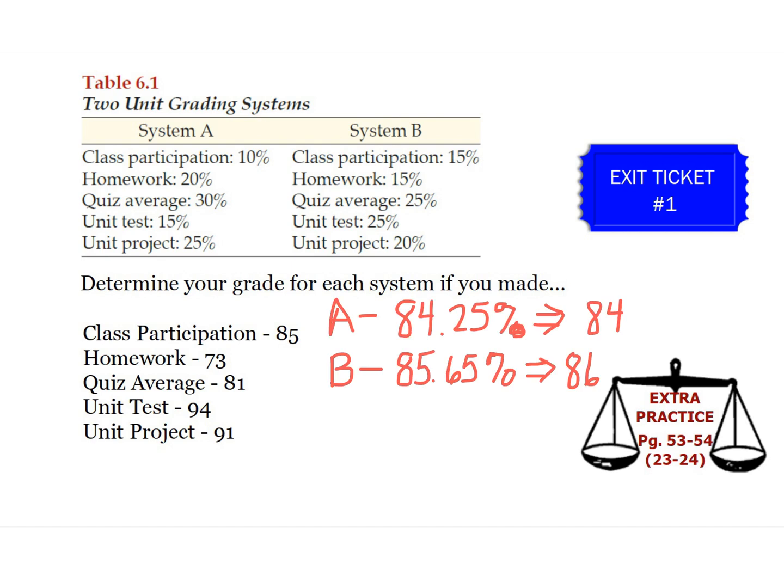Okay, this is what you should have gotten for System A. System A would have given you a grade of an 84. System B would give you a grade of an 86. So hopefully you got those correct. So come to class tomorrow ready to work on some practice problems.